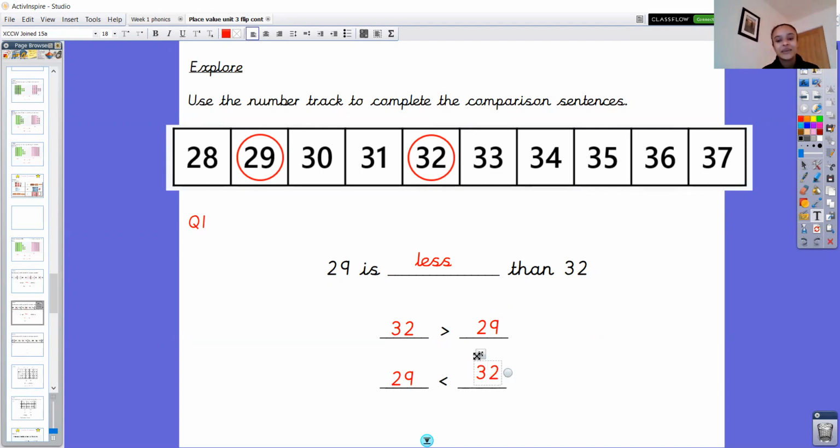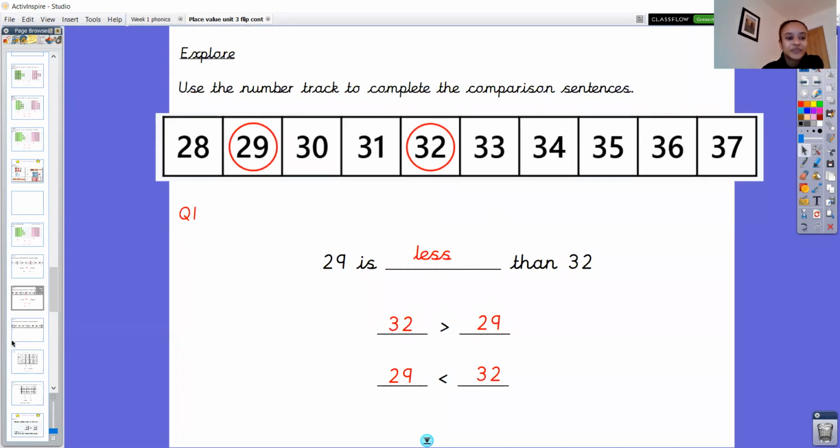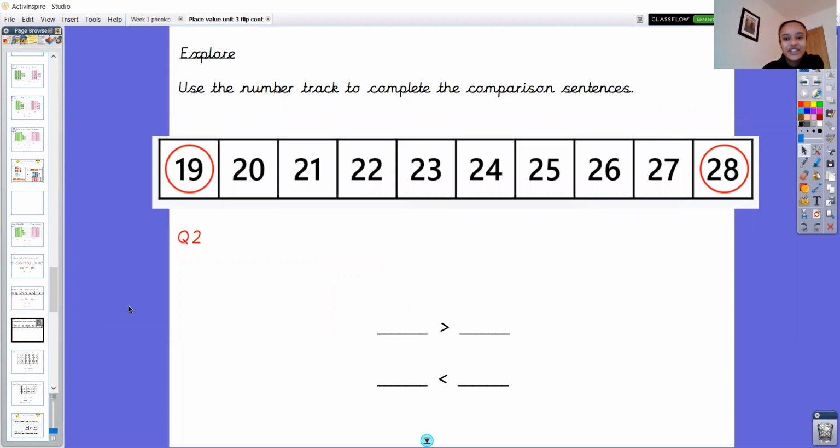Great job. Well done, Year 1. So make sure you're spotting which symbol it is, because you might have been caught in the trap of just seeing those numbers and putting them in. And to make sure you look at the right symbols, this one was more than, so we have to swap the numbers around first of all. Great job.